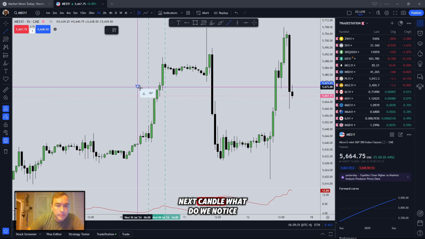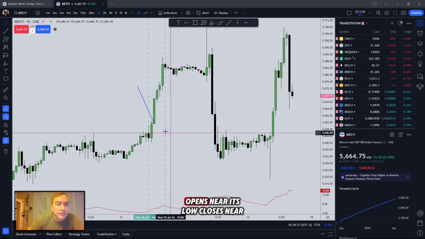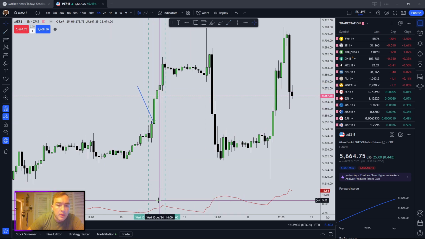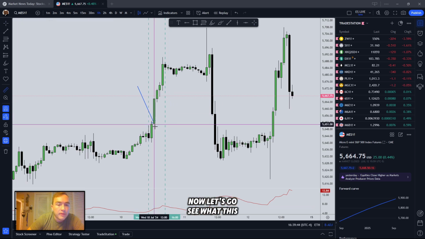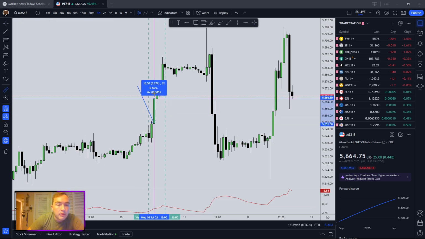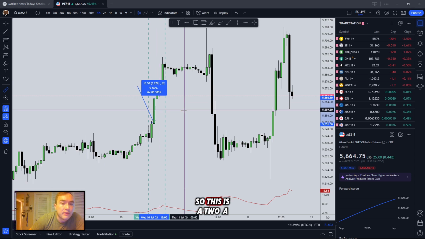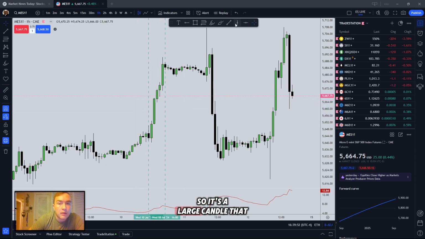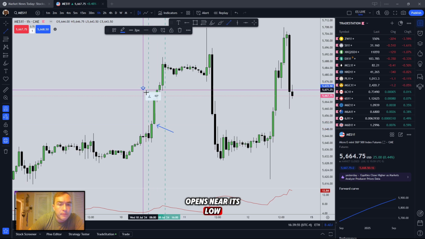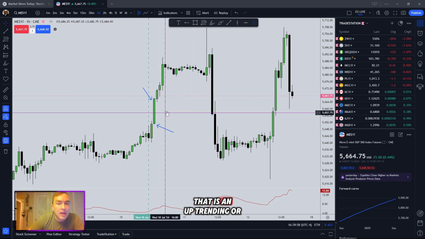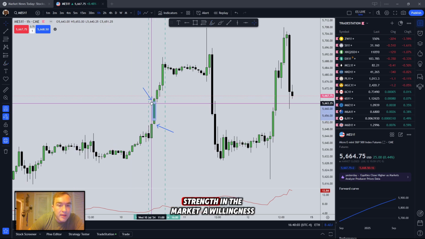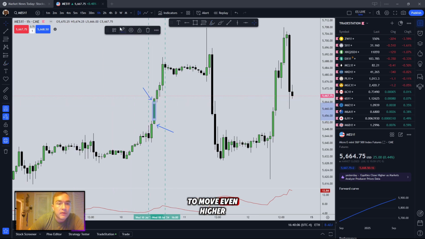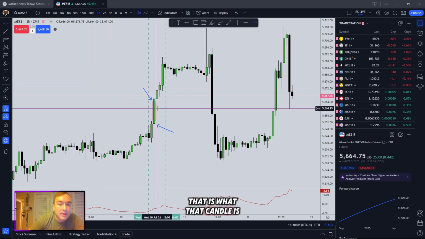Okay, next candle. What do we notice about it? It opens near its low and closes near its high. The average true range for the Wednesday, 10th of July, 12 o'clock candle was 6.04. Now let's see what this candle's range was. The range was 15.5, so this is a 2.5 ATR candle. It's a large candle that opens near its low and closes near its high. That is an uptrend candle. This candle should indicate strength in the market and a willingness to move even higher. Okay, that is what that candle is showing there.